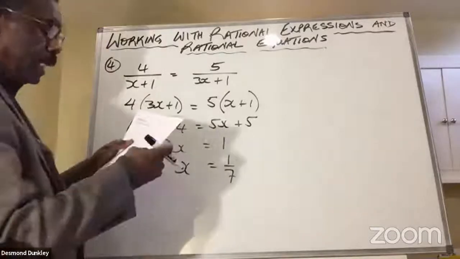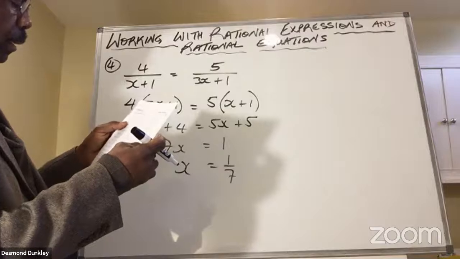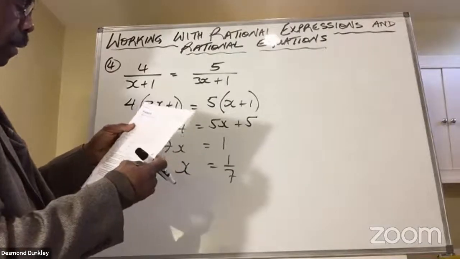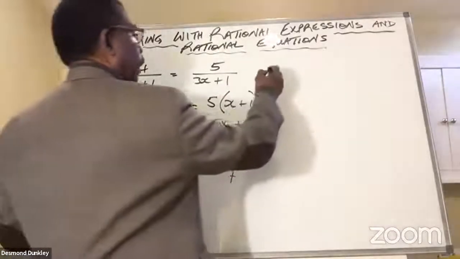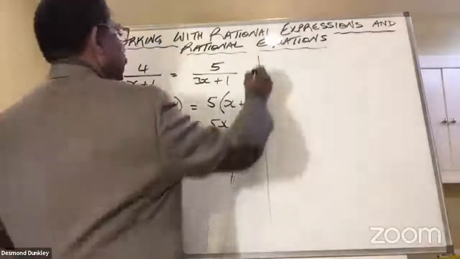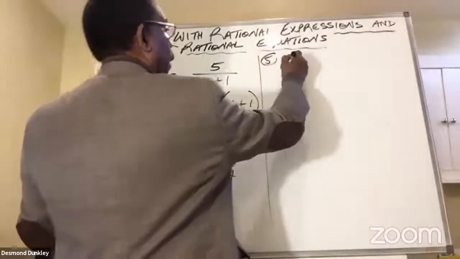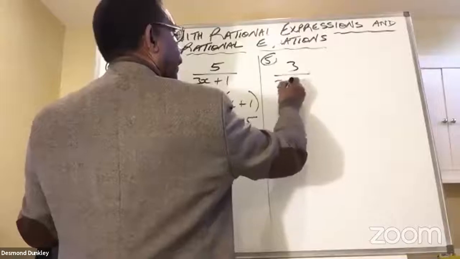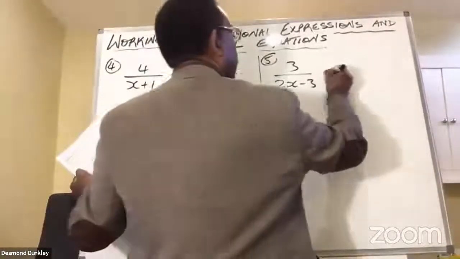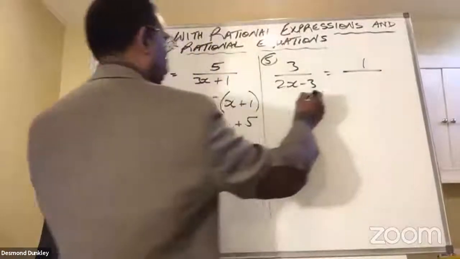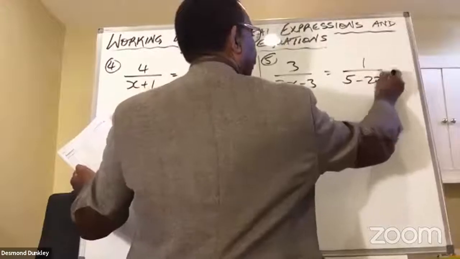I'm going to do one more question like this, and then we're going to go into something more complex. Okay? One more question like this. So here we go. This is number 5. 3 over 2x minus 3 equal to 1 over 5 minus 2x.